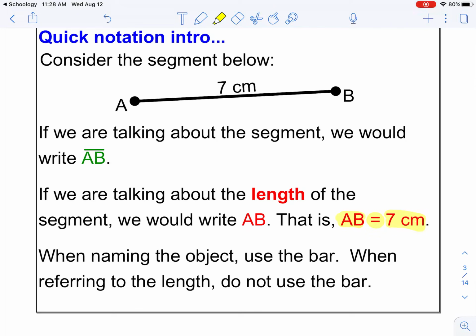When naming the object, you use the bar. When you're referring to the length, you do not use the bar. Okay, so object, use a bar, length, no bar.